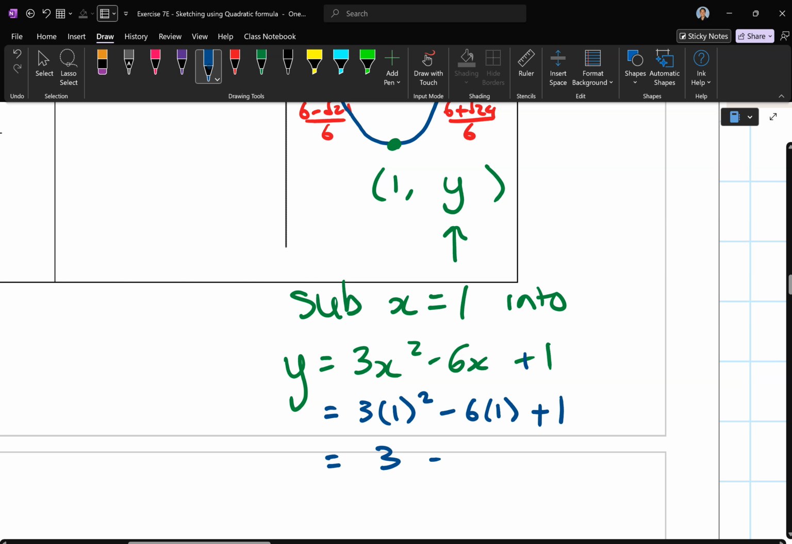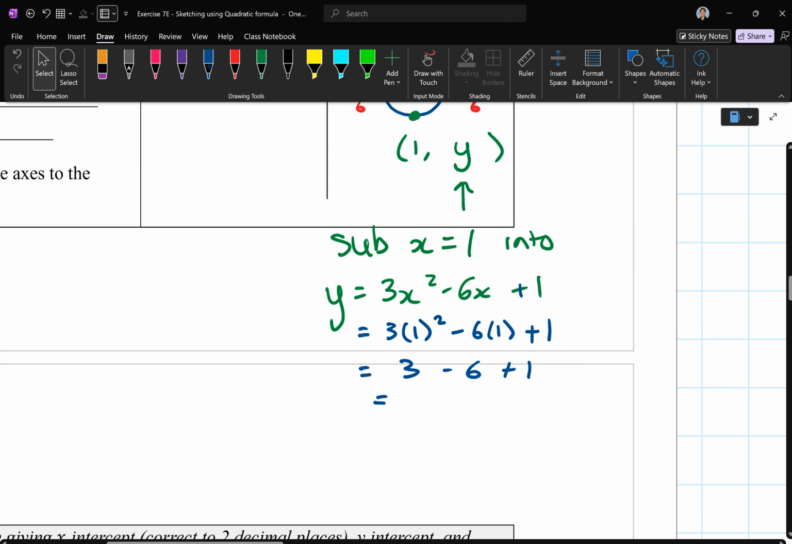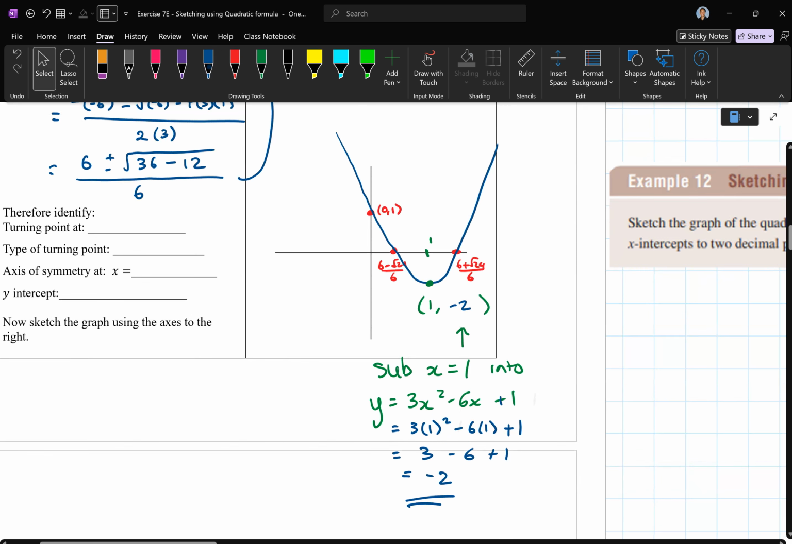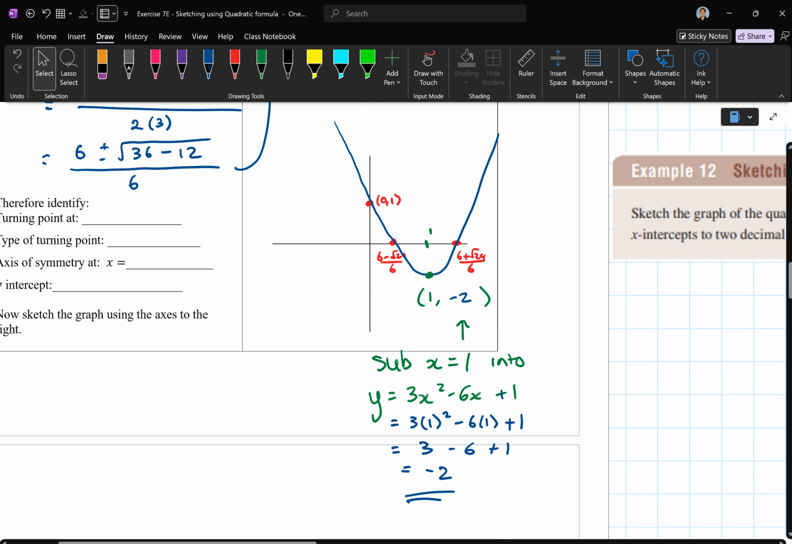And this gives me 3 minus 6 plus 1. 3 minus 6 is negative 3. Negative 3 plus 1 is negative 2. And so my coordinate is 1, negative 2. And I get my 3 points to sketch.